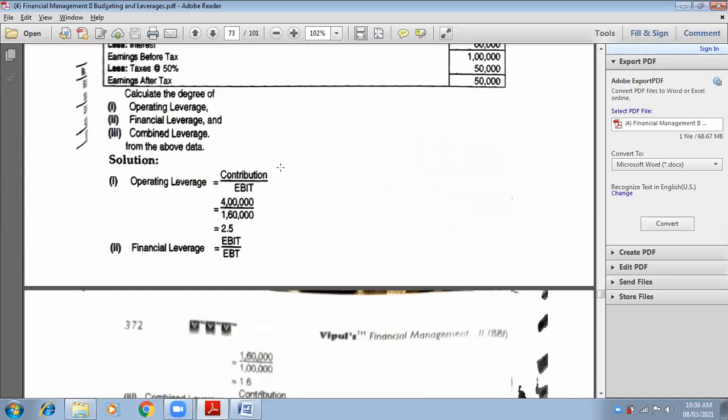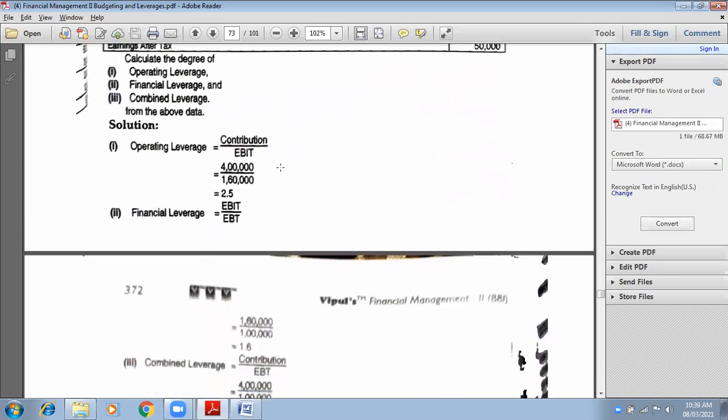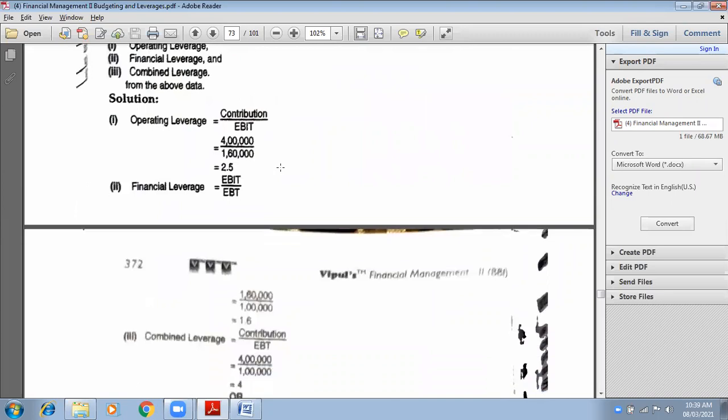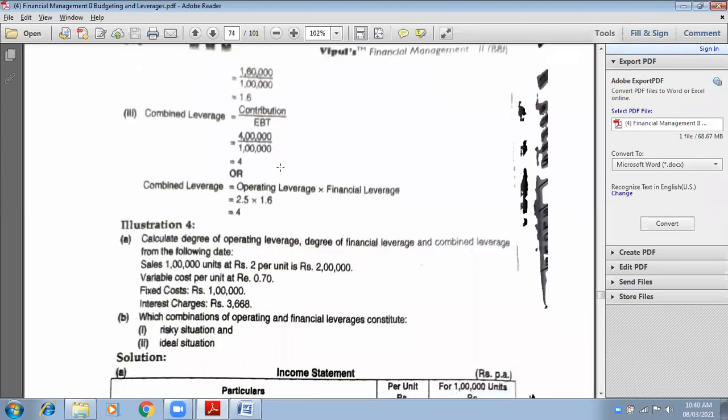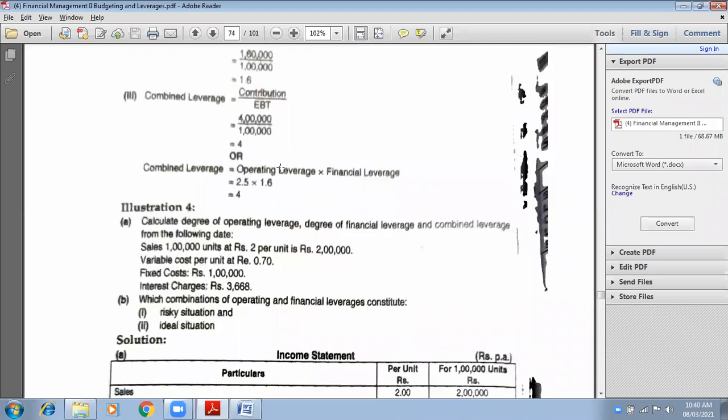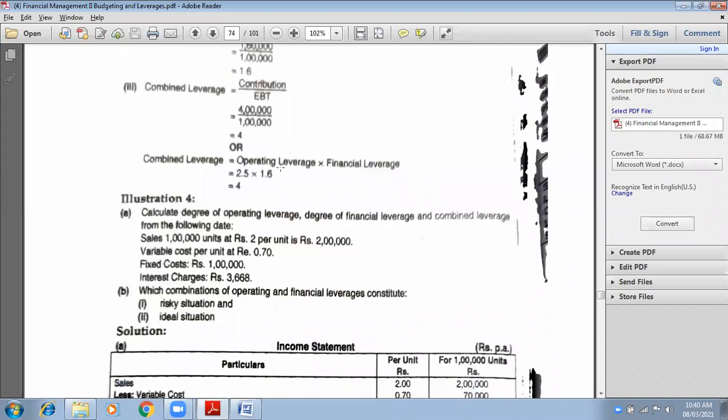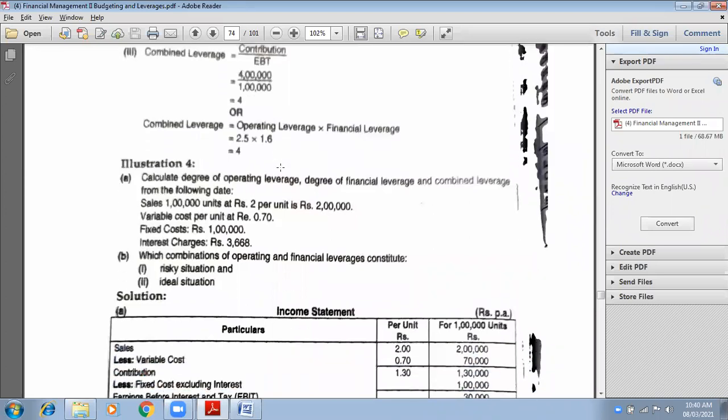Okay, so what is DOL? Is it 2.5? Yes, ma'am. DFL 1.6? Yes, ma'am. And combined leverage DCL is 4? Yes, ma'am. Okay. Now, look at the next question.